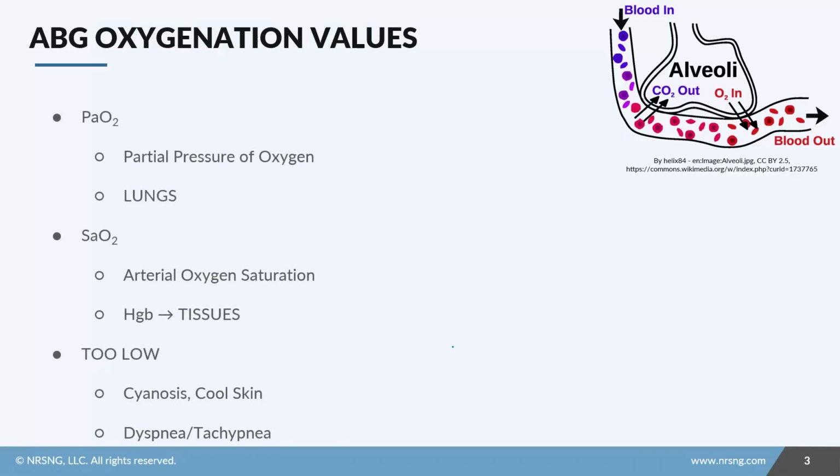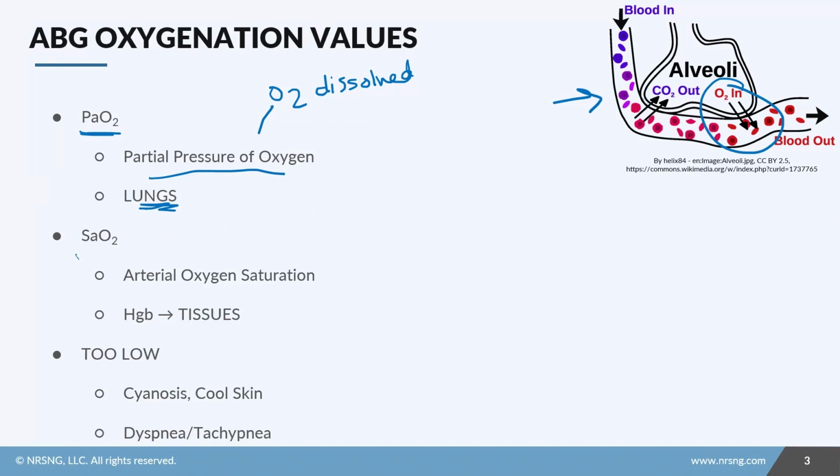So there's two main values that we receive on an arterial blood gas. The first is our PaO2. That stands for partial pressure of oxygen, or remember, the amount of oxygen dissolved in the arterial blood. Again, this tells us how well gas exchange is occurring in our lungs. Are we getting the appropriate amount of oxygen into our arterial blood?